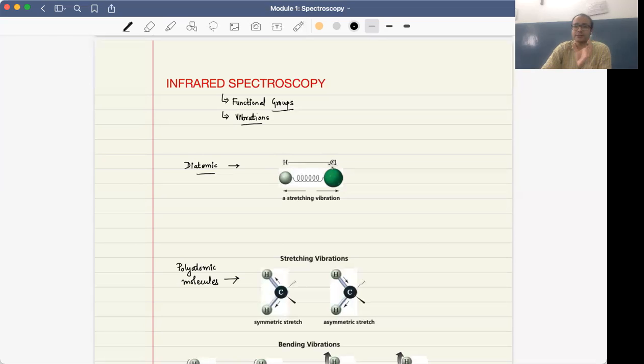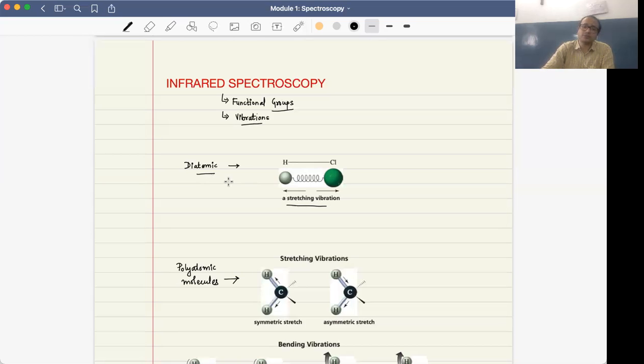That means this bond can be considered to be a spring. There is a constant set of stretching vibrations happening when these molecules are at room temperature. So it's not a stiff bond, but rather it can be considered as a spring that is vibrating constantly at room temperature. So this diatomic molecule has a stretching vibration present in the molecule.